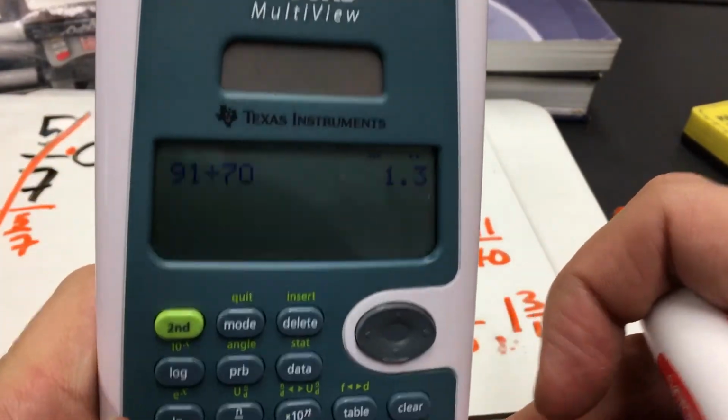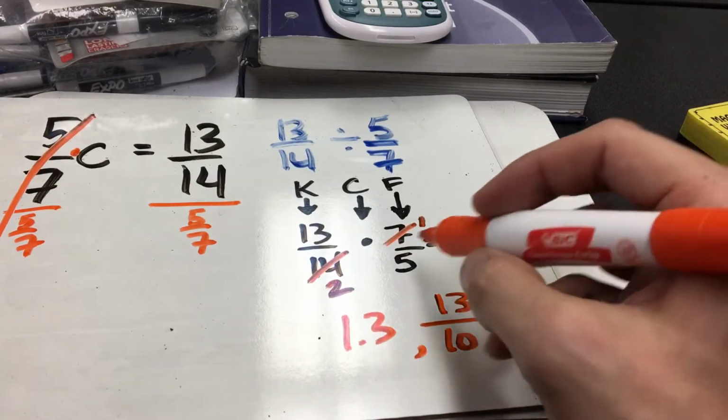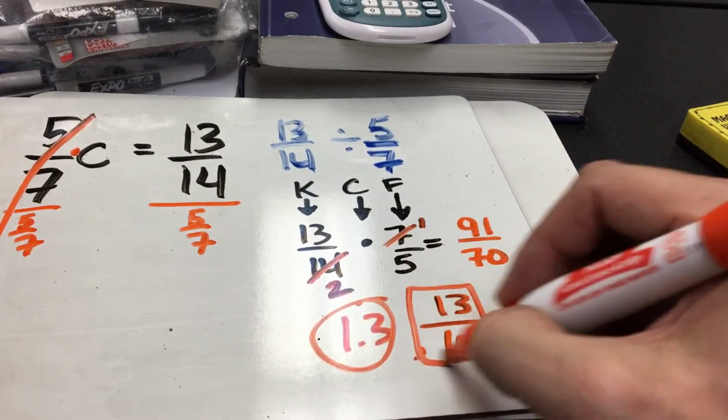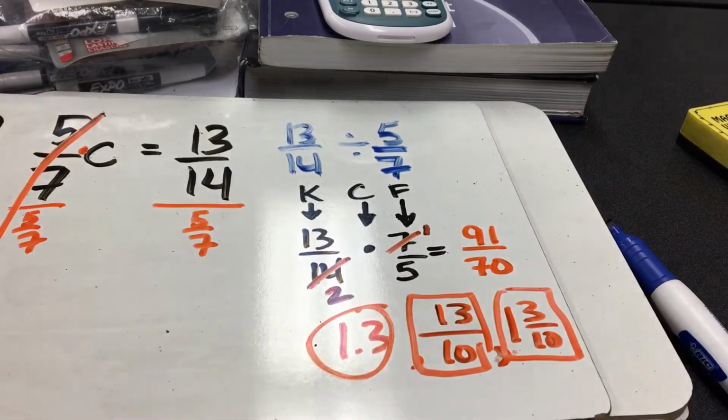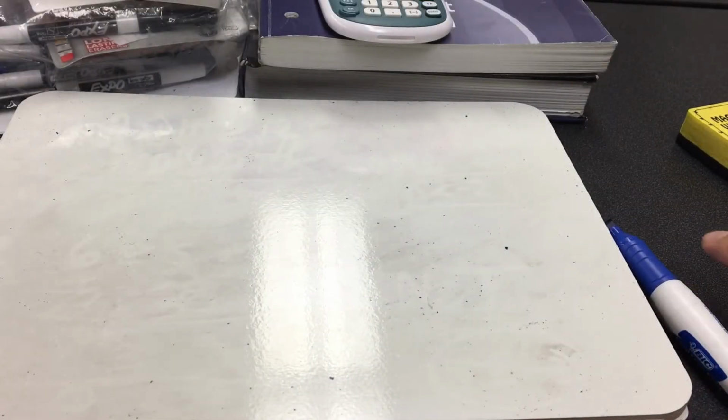You can see right there 91 divided by 70 is 1.3. So all of these answers are acceptable. Do you need to do all of them? No way, Jose. Pick the one that is the easiest and the most convenient for you, and then go with that one.